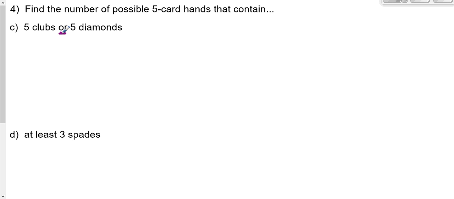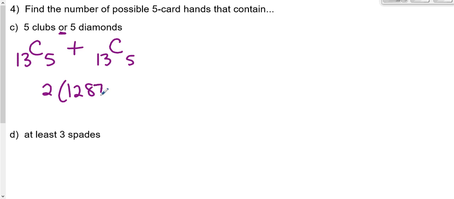So you ask yourself, how many clubs are there? And the answer is 13. And how many am I choosing? I'm choosing 5. Plus, now for 5 diamonds, you ask yourself, how many diamonds are there? There are 13 diamonds. And how many am I choosing? I'm choosing 5. Okay, 13 choose 5 plus 13 choose 5. And what is 13 choose 5? It is 1,287. Multiply that by 2. And we get 2,574.